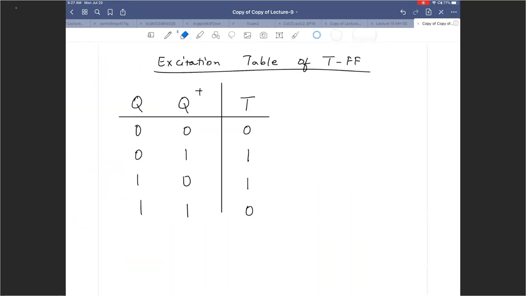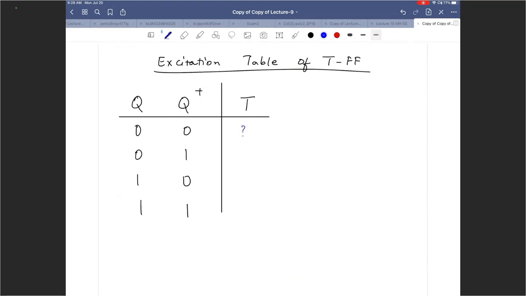Now let us try to write the excitation table of the T flip-flop. This is going to be something different because I'm trying to derive the excitation table of a toggle flip-flop now. And I know the transitions, right? If I wanted Q to go to Q plus, the question is, what should I give in the T as the excitation, as the input? 0 to 0, what should I give? The first one, 0 is the current state, so Q is the current state, Q plus is the next state. 0 to 0, what should I give for T?